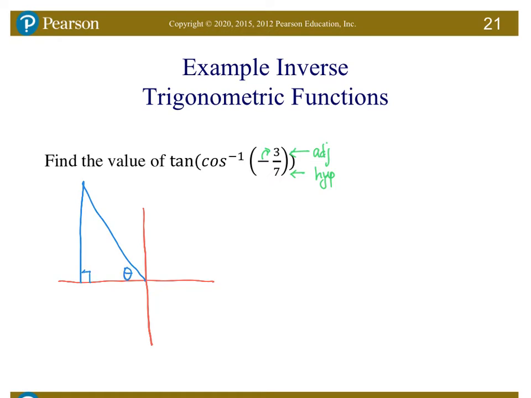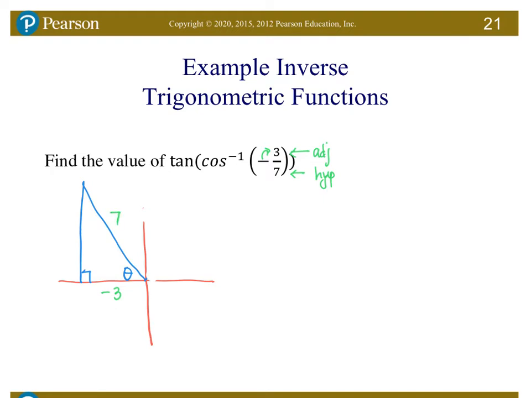The adjacent value, remember the right triangle always has to touch the x-axis. So you would never draw a right triangle like this that would touch the y-axis. Okay, that would not be a valid drawing for a right triangle. It has to touch the x-axis only. And so my adjacent side is where the -3 would go. That's why it's in quadrant 2. And the 7 for the hypotenuse.